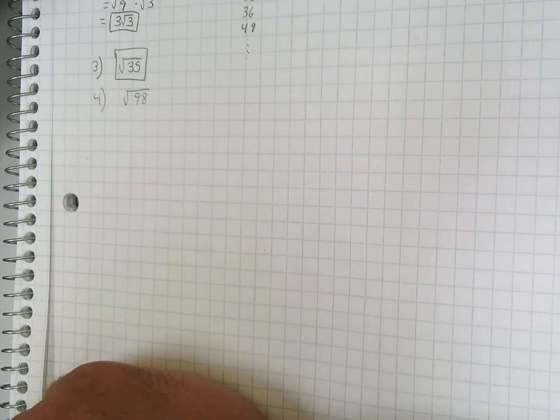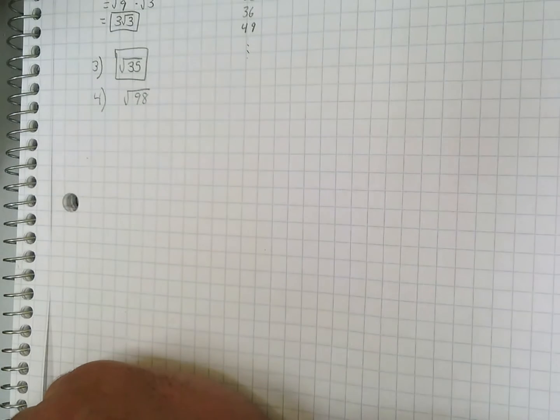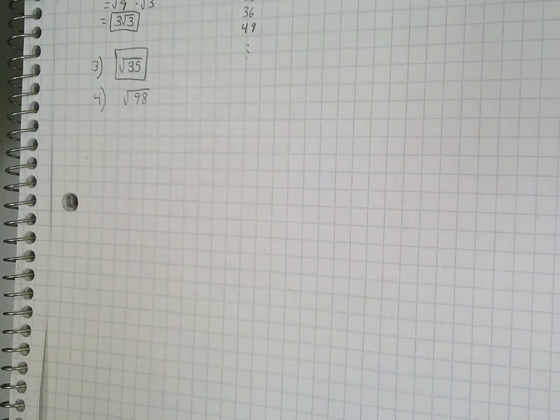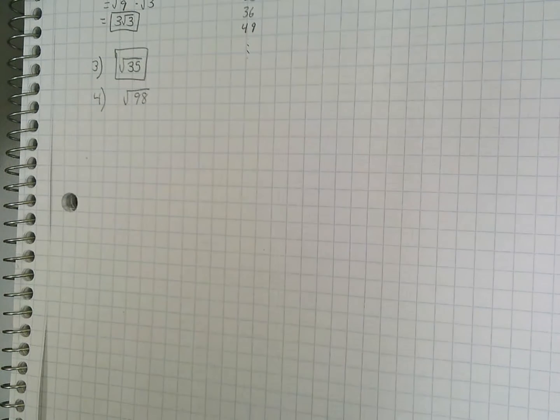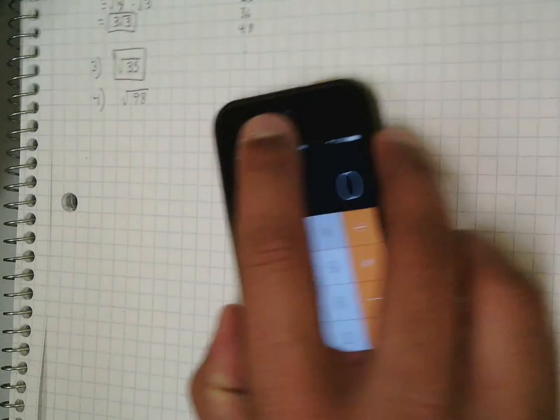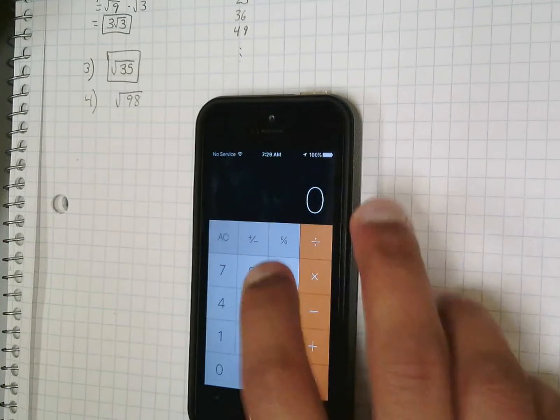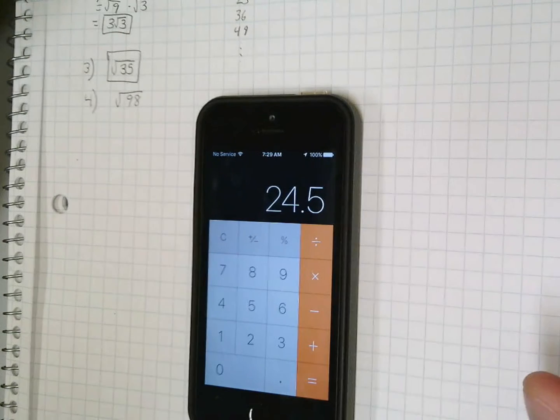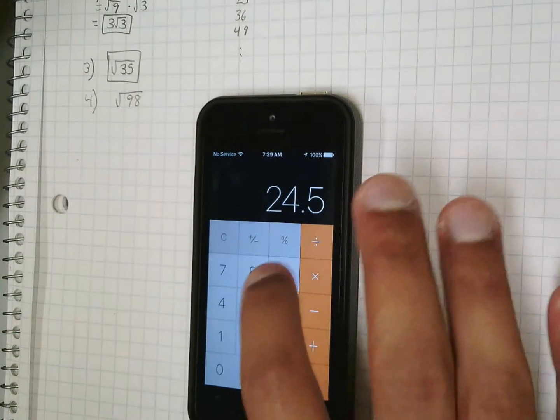Okay, the square root of 98. Well, let's check. I think it's probably divisible by 4. So you can always pull out your calculator and say, okay, 98 divided by 4. No, that's 24.5. You know what, I'll show a calculator here. So like 98 divided by 4. No, can't do that. Let's try 9.